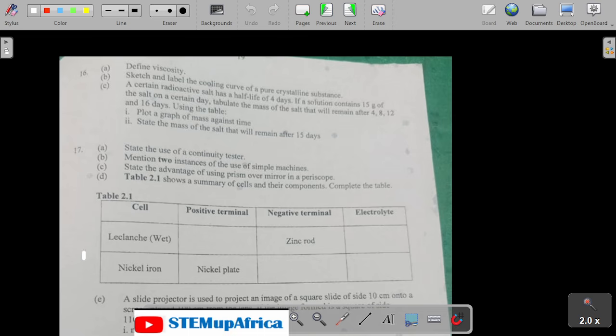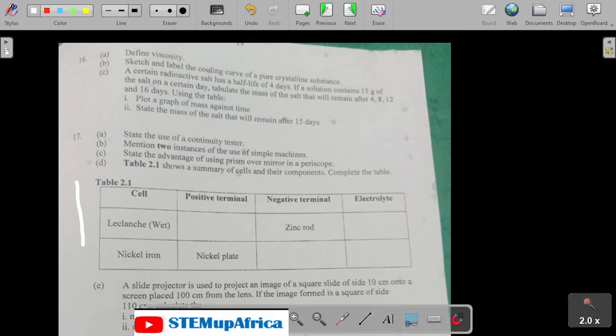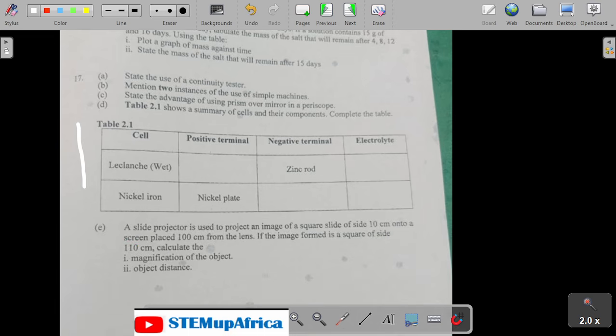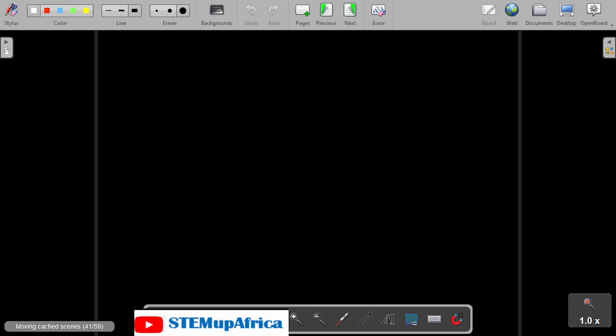So let's look at question 17. State the use of a continuity tester. Continuity testers are electrical devices. Let's state the use of a continuity tester. I can state two or three. Number 17A.